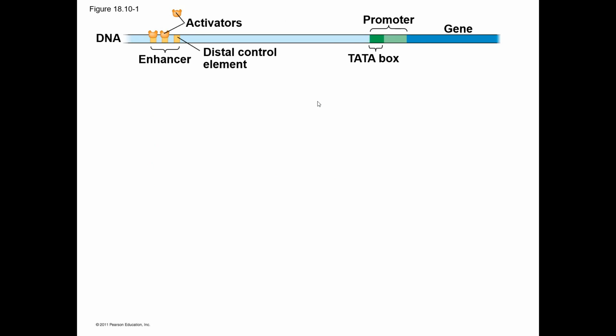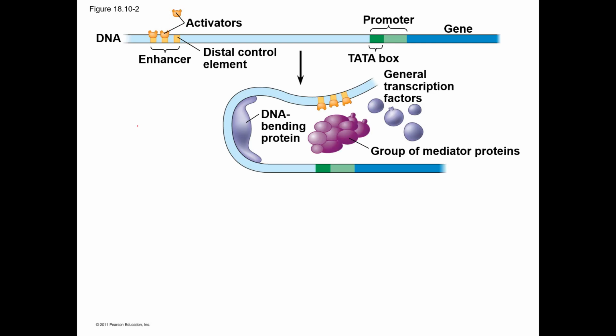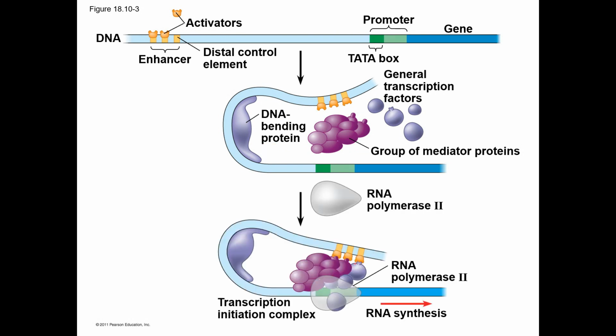All right, so putting the whole thing together, the first thing that happens is that you need these activators, which are proteins, to bind to the enhancers, which can be pretty far away from the gene. And then you need a DNA bending protein. So that does exactly what it sounds like it does. It attaches to the DNA and helps it bend, so that these activators can come close to the mediator proteins. And then you'll also need the general transcription factors here, and they will all help RNA polymerase to bind onto the promoter to help increase transcription of this gene.